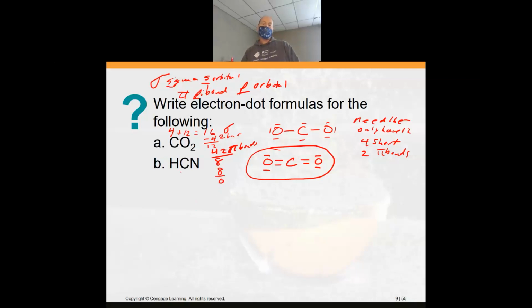All right, if we do HCN, the central atom is never H. So the central atom is carbon. The carbon is bonded to a nitrogen and it's bonded to a hydrogen. So when we do this, we have 1 plus 4 plus 5 equals 10. Group 1, group 4, group 5. That's our valence electrons. We put in our 2 bonds. We subtract 4.